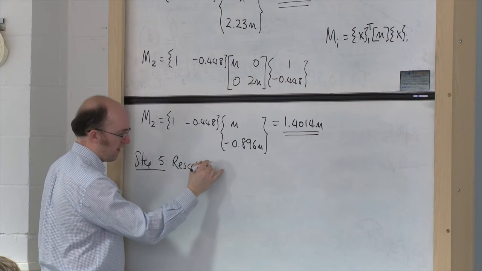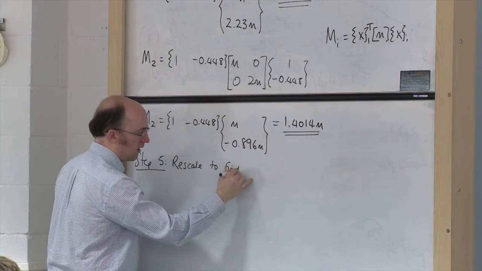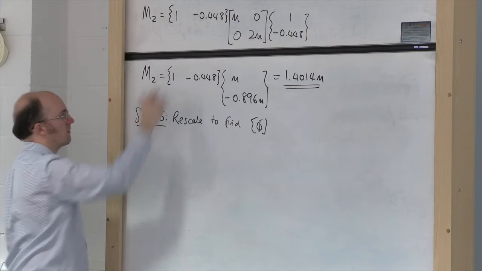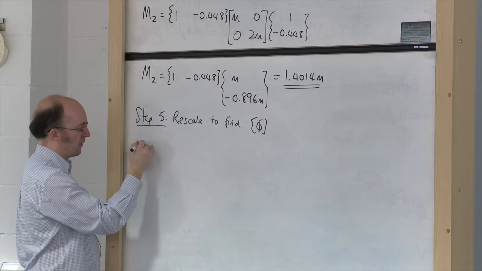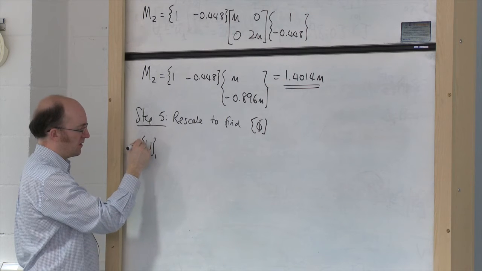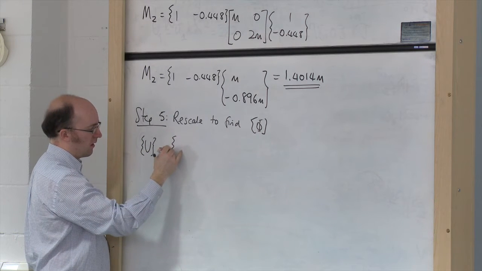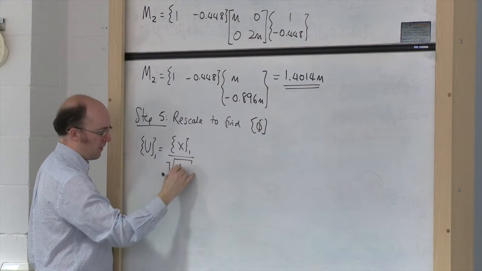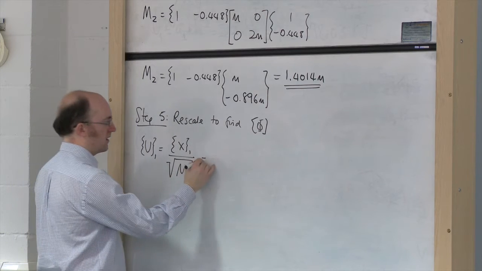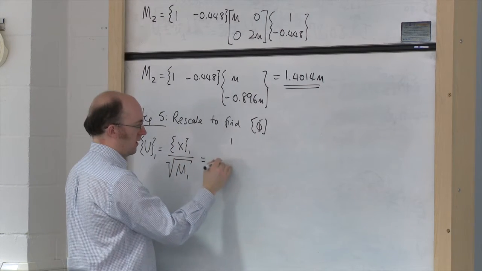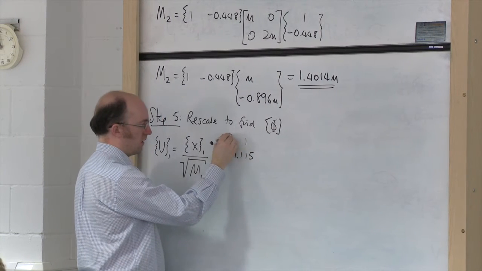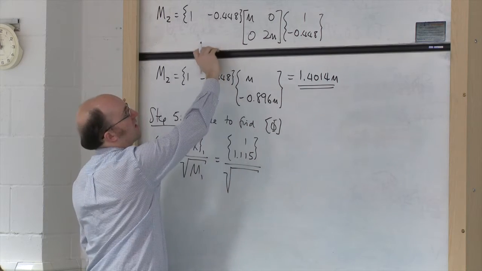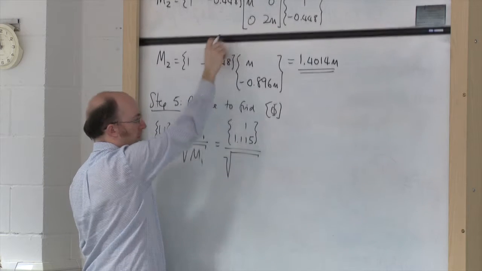Step 5. Rescale to find phi. So that equation, basically we say u, we'll do the first mode shape, u1, is going to be x1 divided by the square root of m1. So we take our x1, which is 1 and 1.115, and we divide that by the square root of m1, which we found to be 3.486 m.